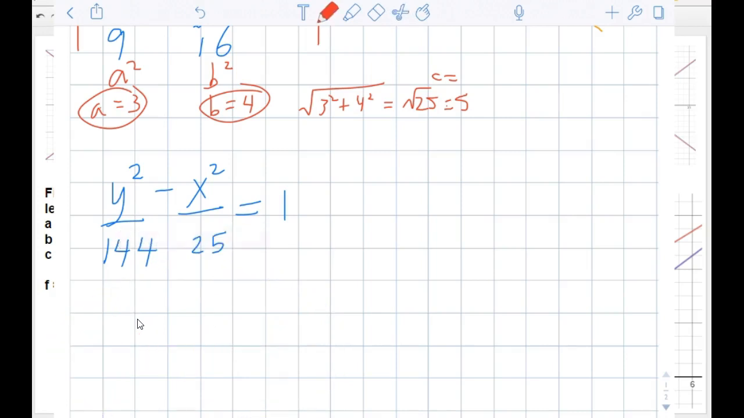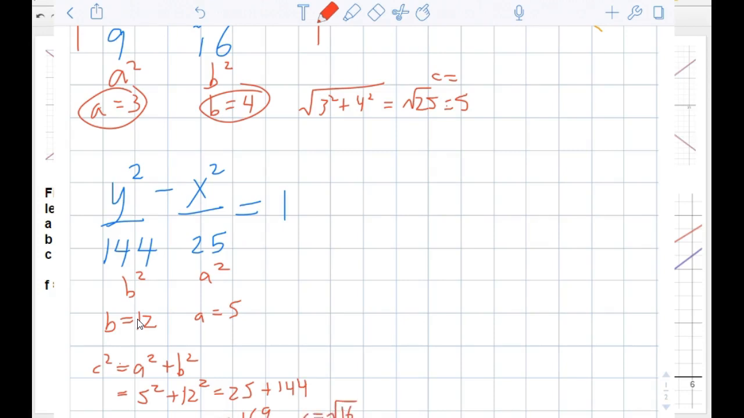So if we look at this, we know that the a squared value is underneath the x squared value. So this is a squared and this is b squared, okay? So a is 5 in this case, and b is 12, right? So let's figure out what the c squared value is here. The c squared value is going to be a squared plus b squared. That's 5 squared plus 12 squared, which is 25 plus 144. 25 plus 144 is 169. c would be the square root of 169. If you look on your calculator, it turns out that the square root of 169 is 13.